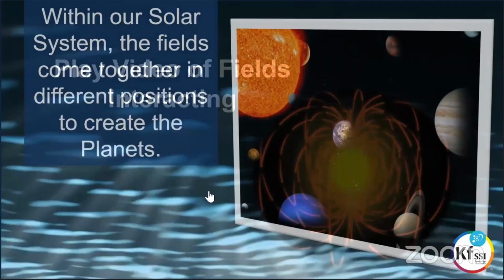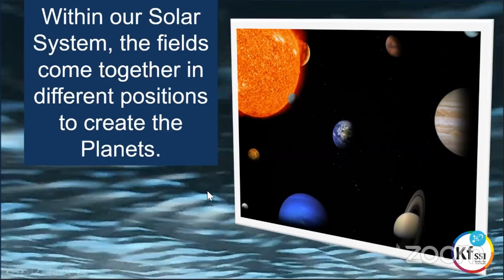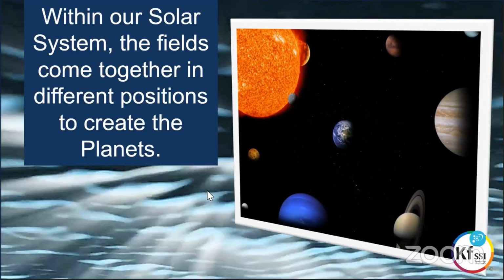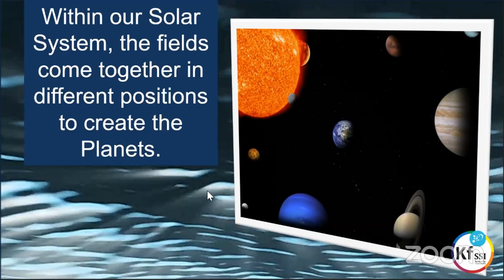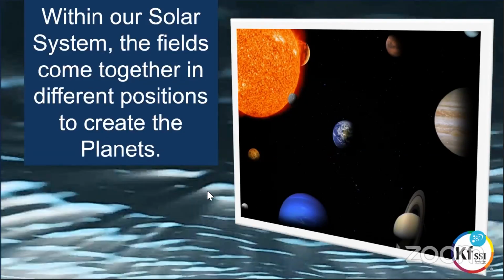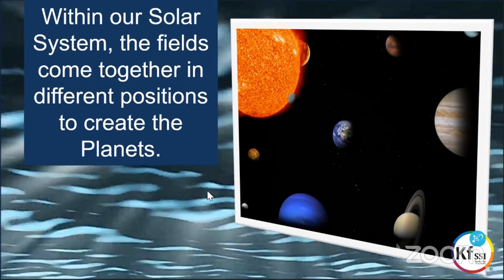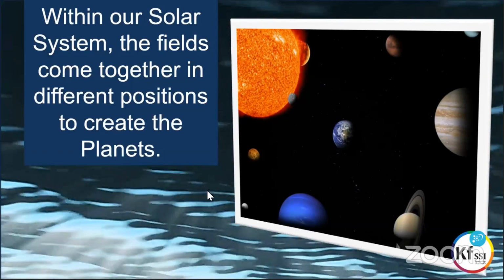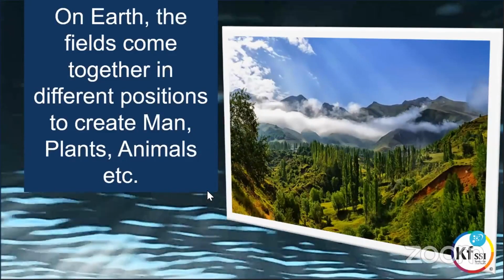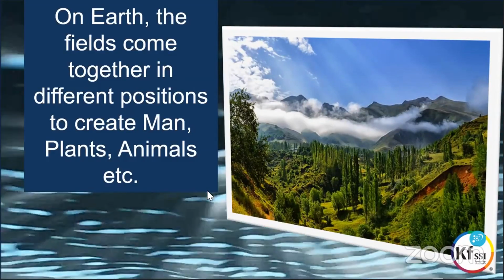Okay, so when we look at our solar system, we have to imagine the same. The fields are coming together in different positions to create the planets that we see. So we imagine our solar system as a huge plasma, with fields coming together in different positions, which create our planets. And the planets have to find their position in relation to all the other planets. And on Earth, the fields come together in their different positions, and we create the man, the plants, or the animals. So it's the same concept, the same understanding.